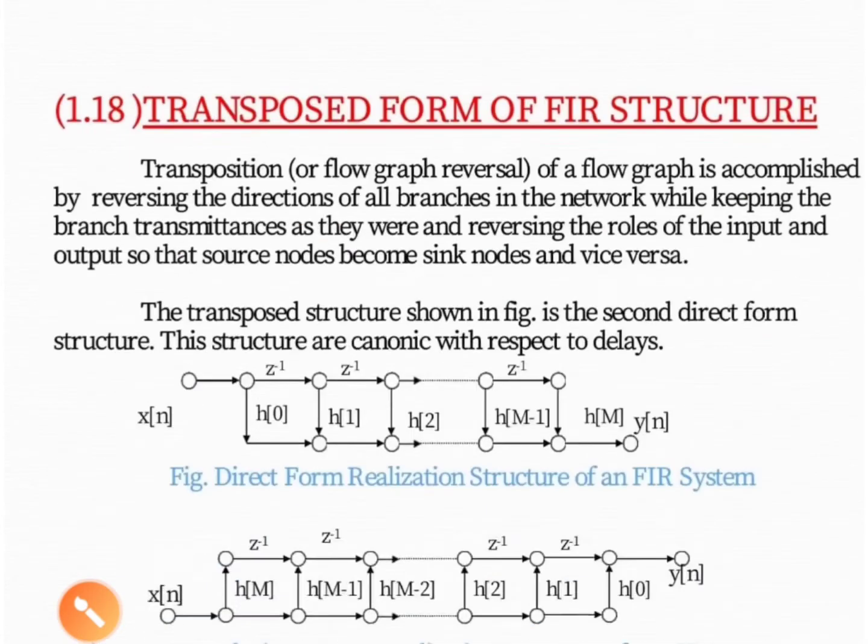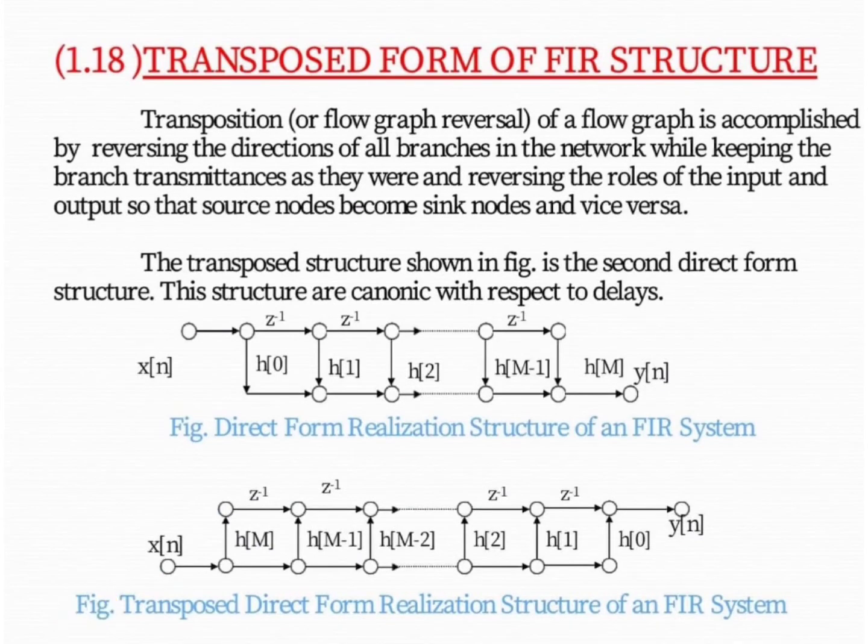Now moving on to the next, transposed form of FIR structure. As we know, in transposed form of a flow graph, generally we reverse the direction of branch and reverse the role of input and output, so that the source node becomes sink and the sink node becomes source. So here is how we can deal with the transposed form of FIR structure.